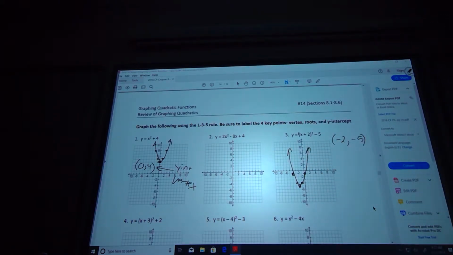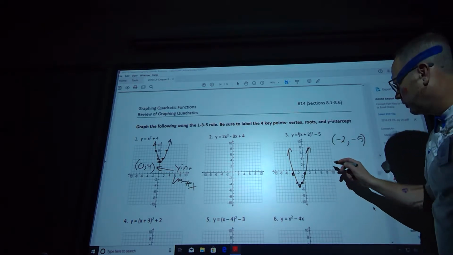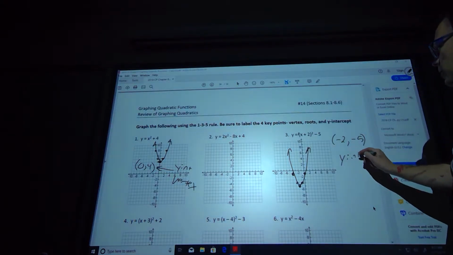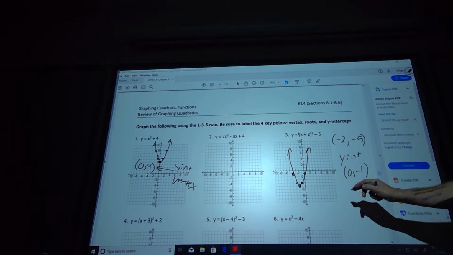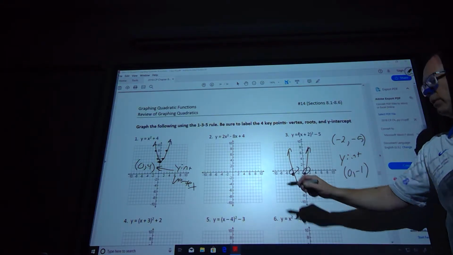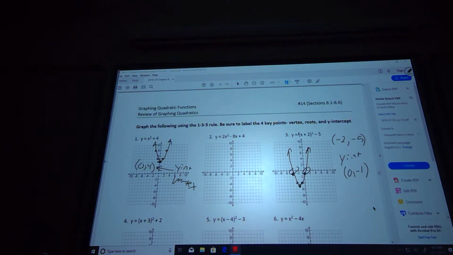So my vertex is negative 2, 5. My y-intercept appears to be 0, negative 1. We do have roots, but we can't really see them off the pattern graphing. So they could be rational roots, meaning they could be fractions or decimals, or they could be irrational, meaning they're decimals that we can't make as fractions.